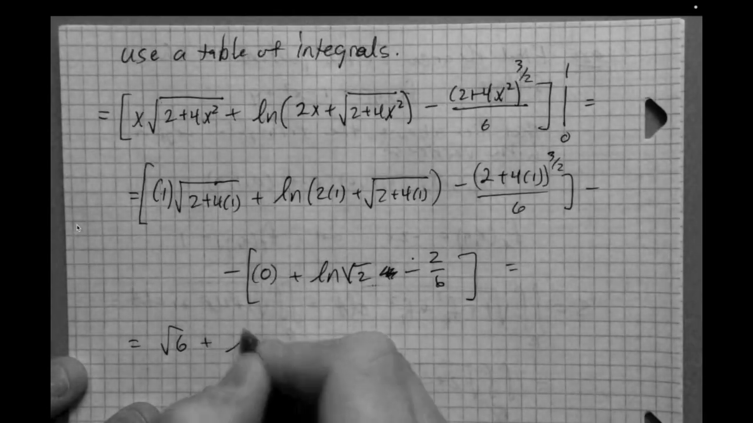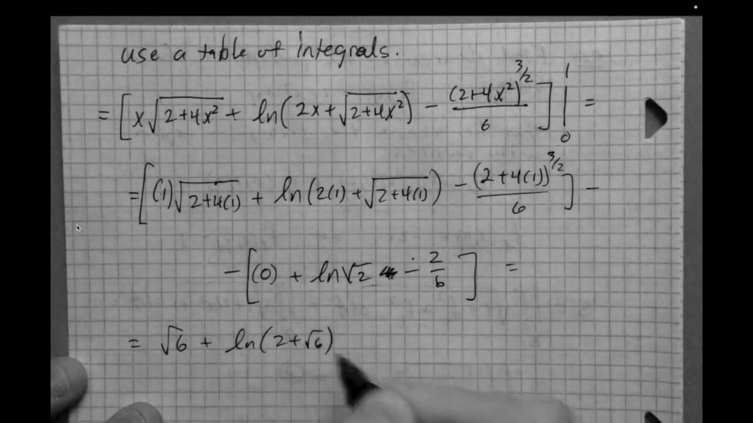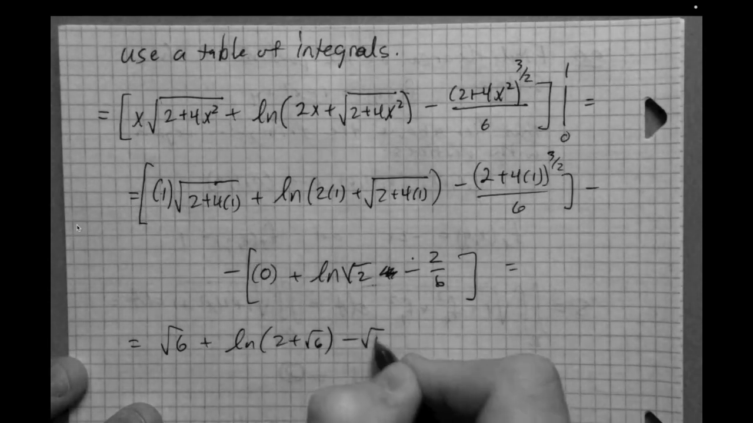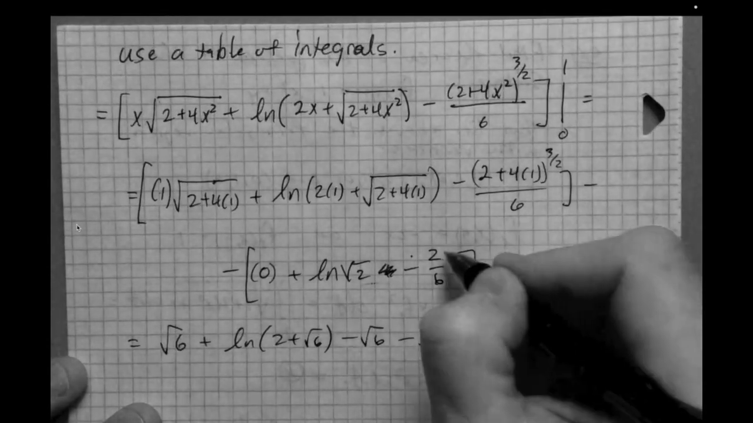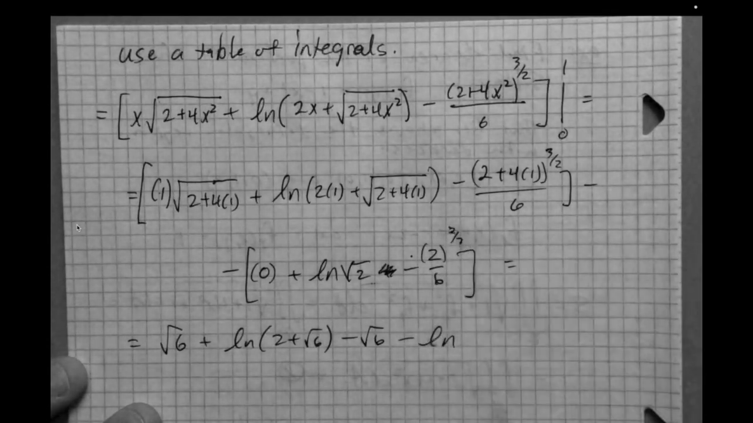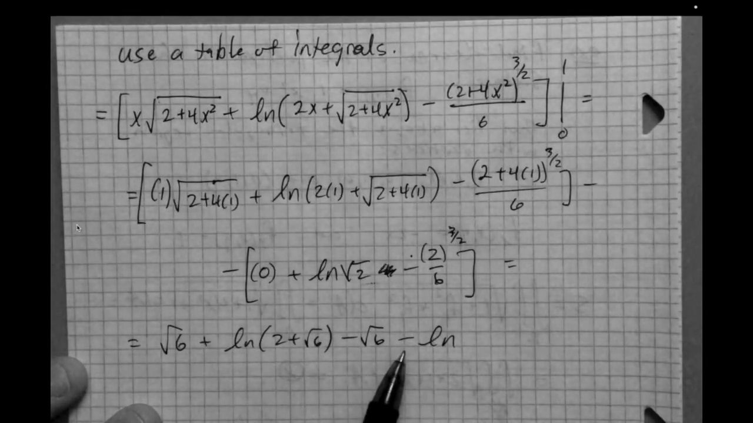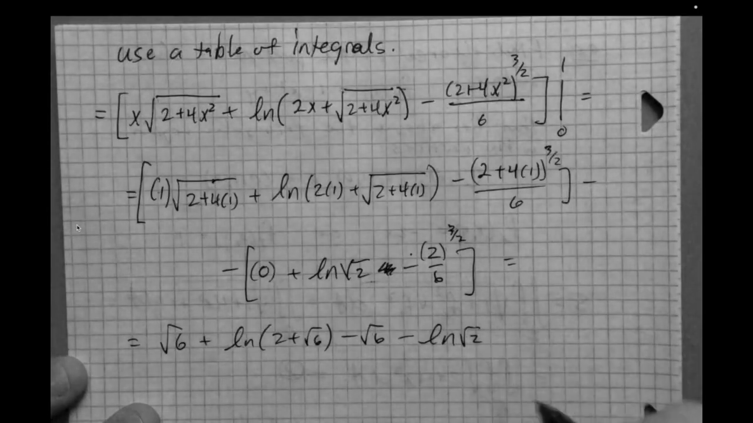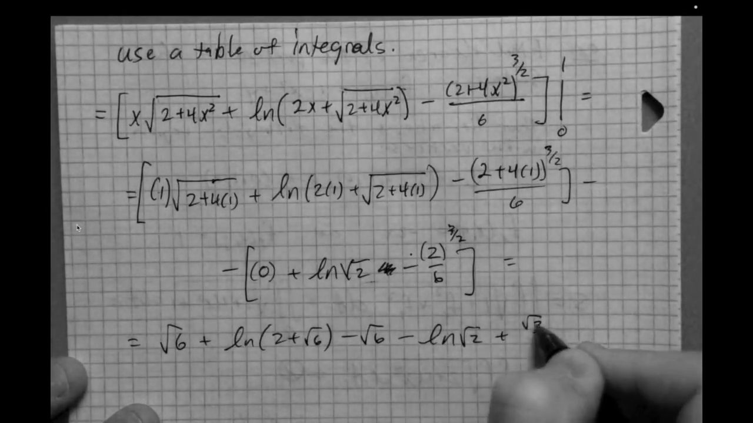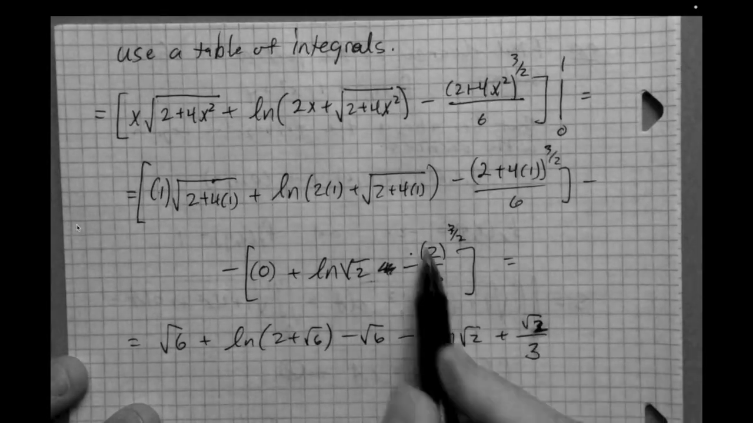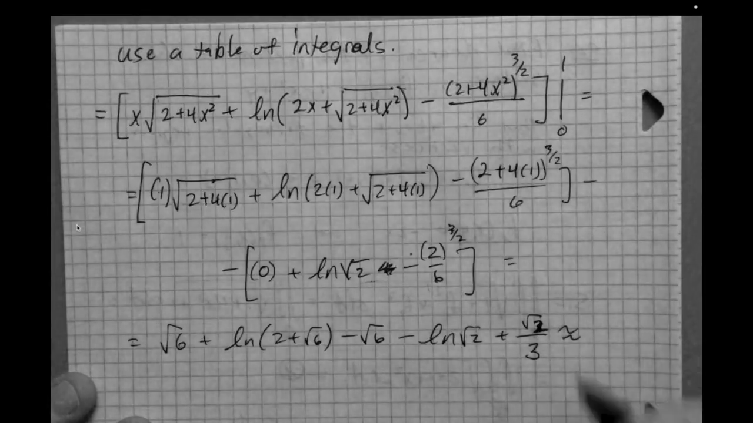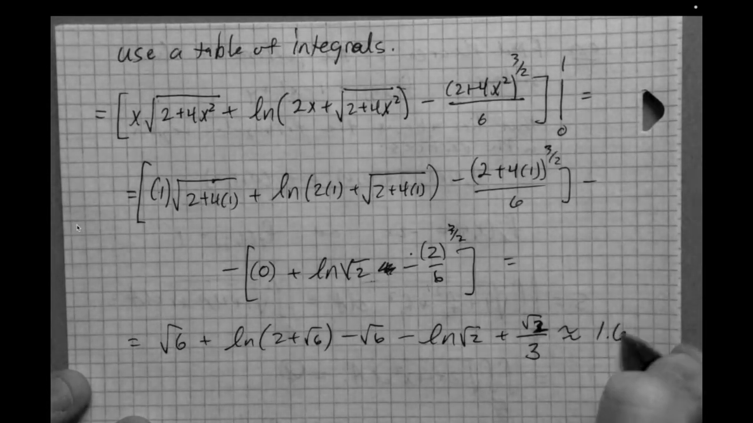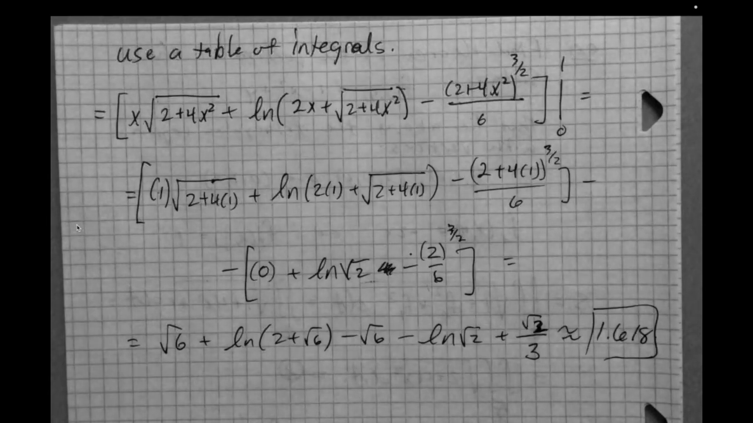plus the natural log of 2 plus the square root of 6 minus the square root of 6 minus the natural log of, and this should be 3/2 power here. So minus the natural log of the square root of 2 plus the square root of 2 over 3. Right, so that's what you get down here. And so that is approximately 1.618 when you plug it in.